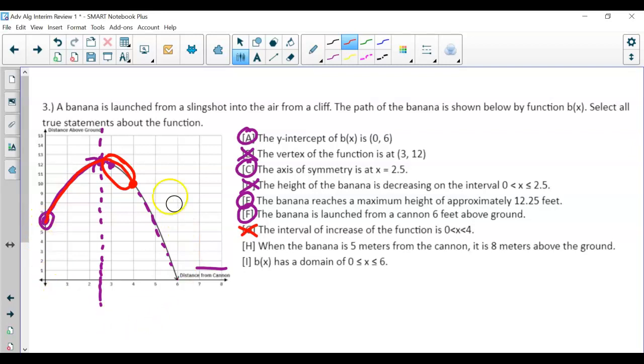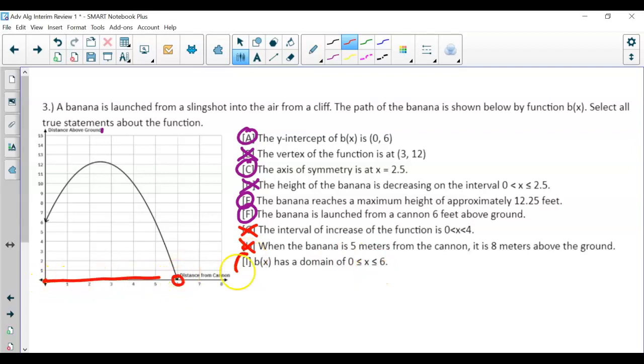So now let's keep going. I'll go ahead and erase this information here. When the banana is 5 meters from the cannon, it is 8 meters above the ground. So right here, is that true? No, because when it's 5 meters away, it's 6 above the ground, not 8. So then the domain is from 0 to 6. Yes, that statement was true.